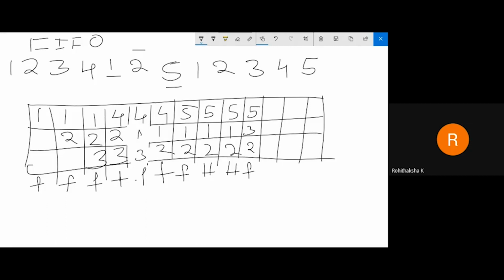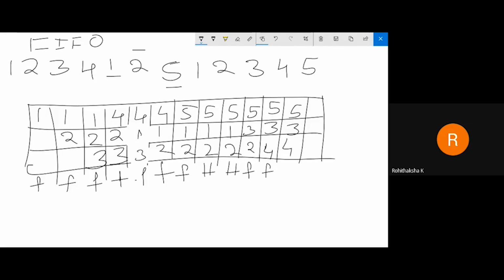Now the next one it is requesting is 4. Now which page do I have to replace? I have to replace the page number 2. So 5, 3, 4. Okay, 5, 3, 4. The next one is 5. So this is also a fault. Next is already there. So I'll say 5, 3, 4.